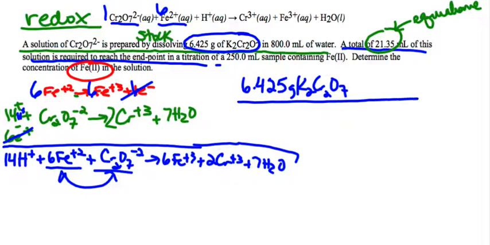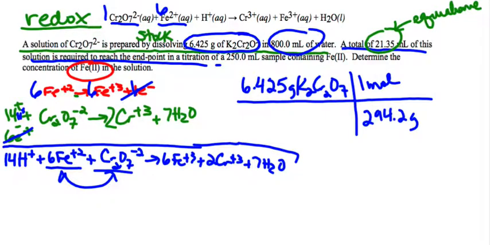Okay. And I want to get to molarity. I know I have 800 mils, so what do I got to convert the grams to? Moles. And our molar mass is 294.2. So for every 1 mole of this, I have 294.2 grams. So that gives me moles of K2Cr2O7.